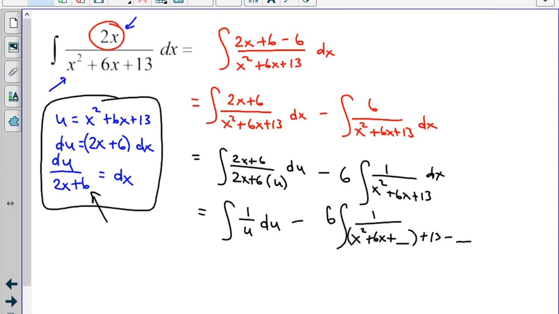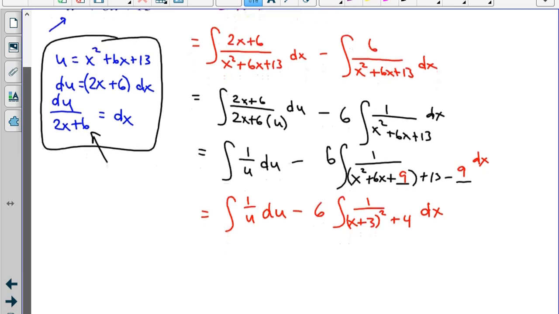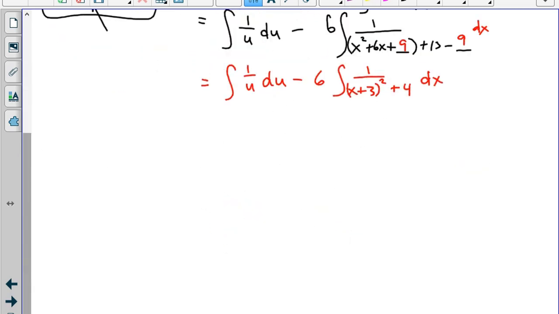And so 6 divided by 2 is 3, and then when we square that, that's 9. So we're going to add and subtract 9. So I can rewrite this as the integral of 1 over u du minus 6 times the integral of 1 over (x plus 3) squared plus 4 dx. Now this one, again, it's pretty complicated. I'm going to move it up on the screen.